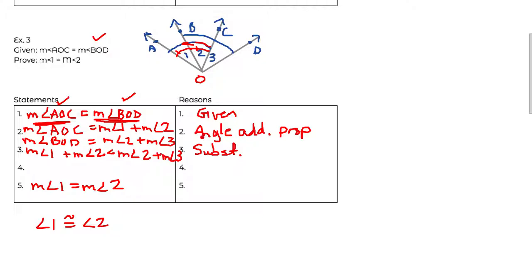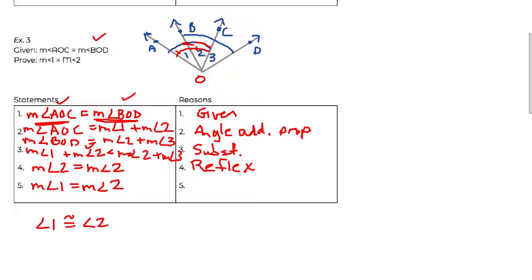Just write substitution. And then finally, if we subtract the measure of angle 2 from both sides, that's our next step. That would be subtraction. Whoops, they stick another step in, which we're going to eventually not have. They're saying the measure of angle 2 equals the measure of angle 2. I don't think that's necessary. That's called the reflexive property. We know that they're congruent. We don't need to say that or equal. I would have skipped this step and gone right on to the last one.